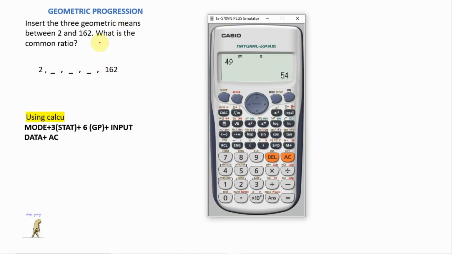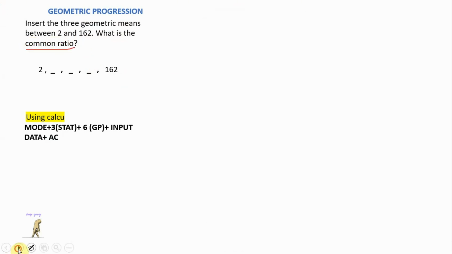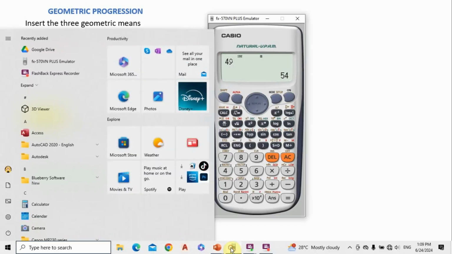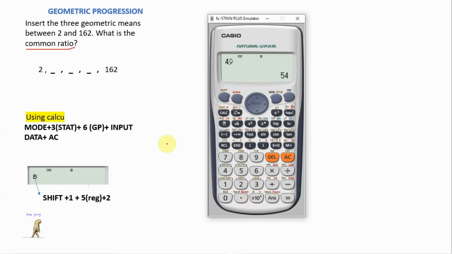Next, as we can observe, we have the same problem as a while ago, right? But this time, we are finding the common ratio. The common ratio in our calculator is B. Last time, we knew the B of arithmetic progression. Under arithmetic progression, it is the common difference, while in geometric progression, the B here is what we call the common ratio.